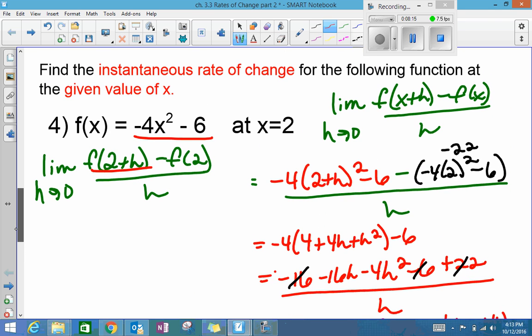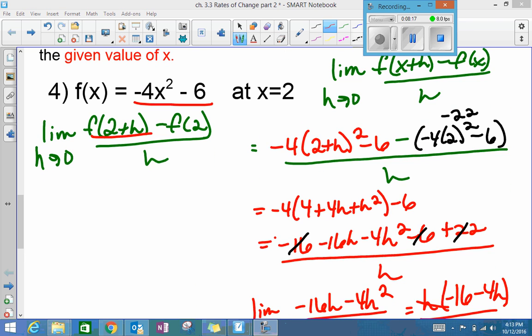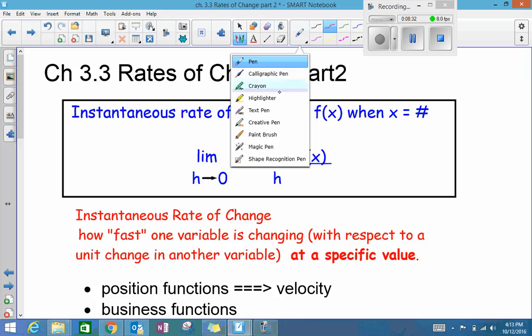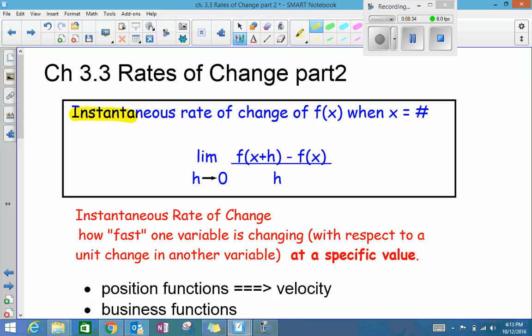So now we're going to continue on with rates of change, but apply them instead of to just equations or velocity, to business equations. Take a look at our notes. We're still talking about instantaneous rate of change at x equals a number, so we're still using the same definition, which is the limit as h approaches 0 of f of x plus h minus f of x.